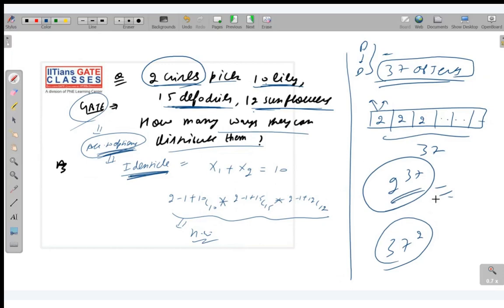But for the first flower, I can say only 2 choices, either go to girl 1 or girl 2. For the second flower, only 2 choices, either go to girl 1 or girl 2, and so on. So each and every flower, only 2 choices, 37 flowers are there. So 2 into 2 into 2, 37 times, that is 2 power 37. Okay, please take a snapshot. I will jump to the next slide.